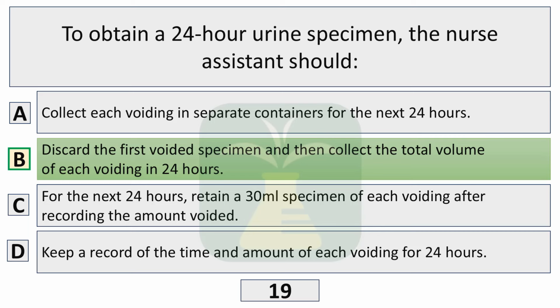This is done because this urine has been in the bladder an unknown length of time. The test should begin with the bladder empty. For the next 24 hours, save all the urine voided by the client in one collection bottle. Recording the amount of urine and the time voided is not important in this procedure.